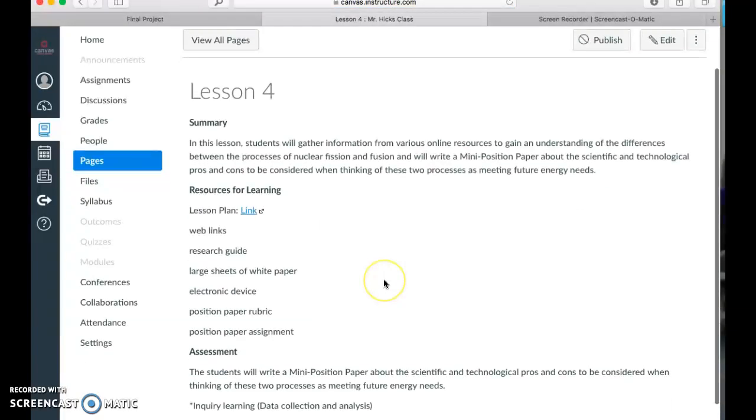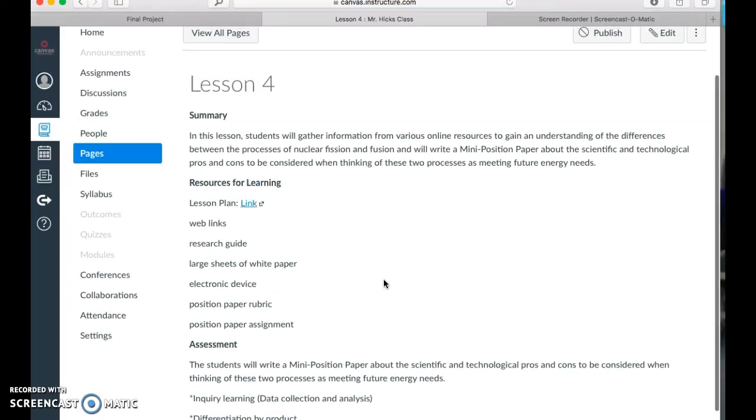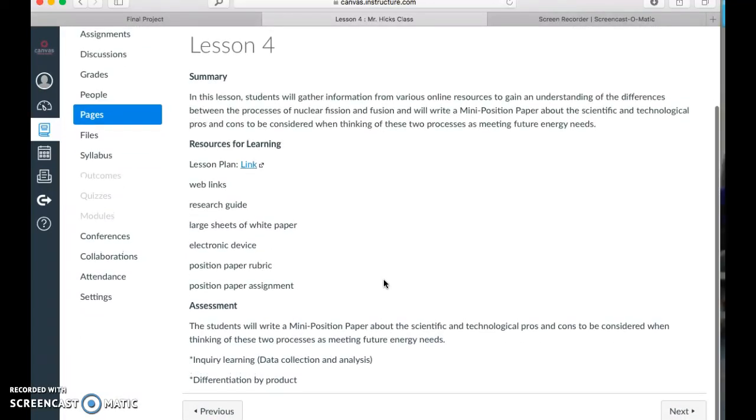For the last lesson for this standard, I used inquiry learning, which involved data collection and analysis and differentiation by product. And for this lesson, the students were going to gather information from various online resources, and they were going to create a mini position paper about the scientific and technological pros and cons to be considered when thinking of these two processes as meeting future energy needs.